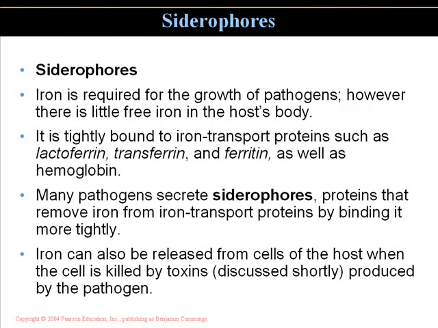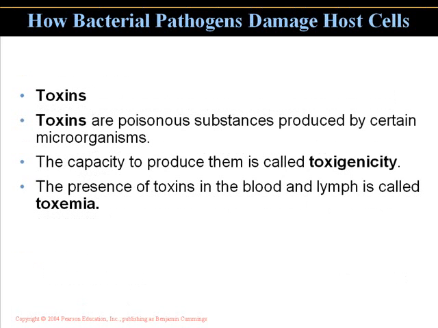Siderophores: iron is required for growth of pathogens, and so there's little free iron in the host body. Because of that, as I alluded to earlier, there are substances produced by pathogens referred to as siderophores. These are proteins that remove iron from the iron transport proteins that bind it more tightly. Iron can also be released from the cells of the host when the cell is killed by the toxins. Again, this relates to the pathogenicity of certain organisms, but it also will compromise the host system.